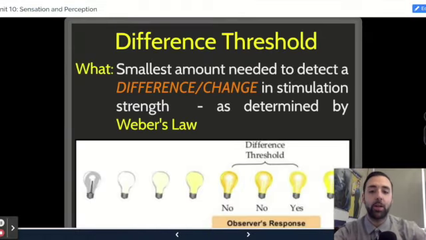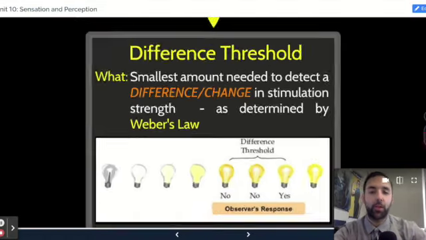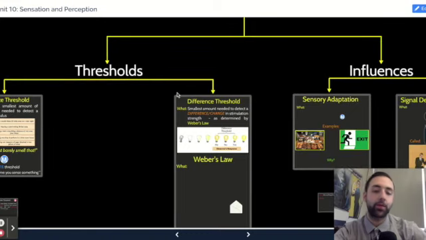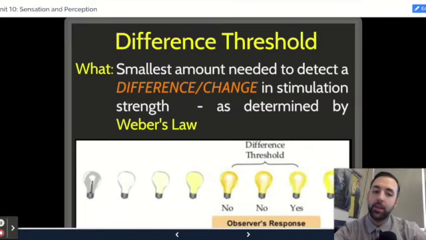The other term under threshold is called the difference threshold. This is the second under the threshold category. On the other hand, the difference threshold is the absolute bare minimum necessary for you to detect that a sensory stimulation has got stronger or weaker in overall stimulation strength, so that there's been a difference or a change.